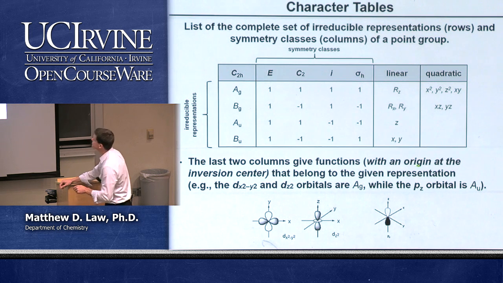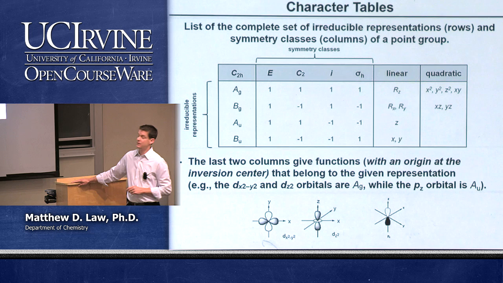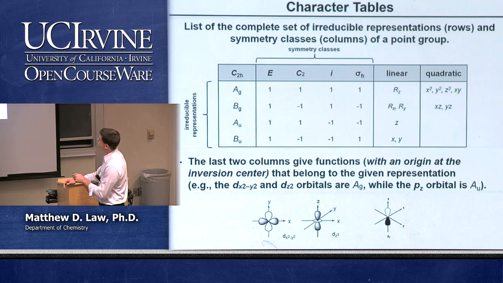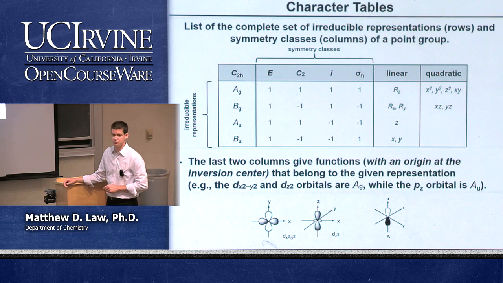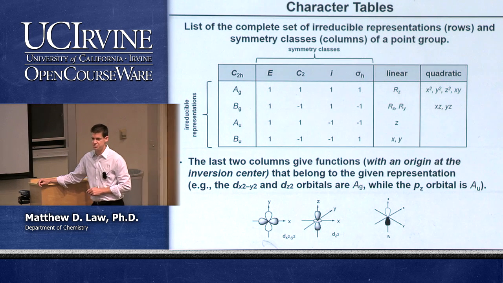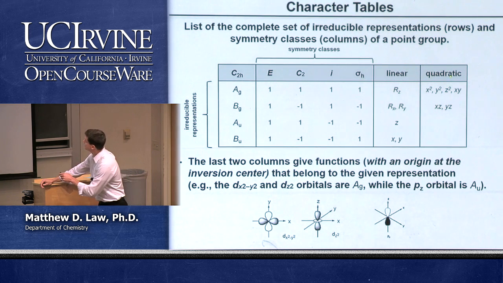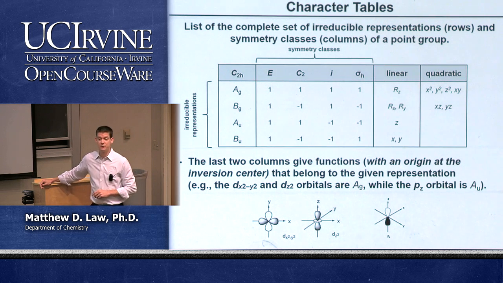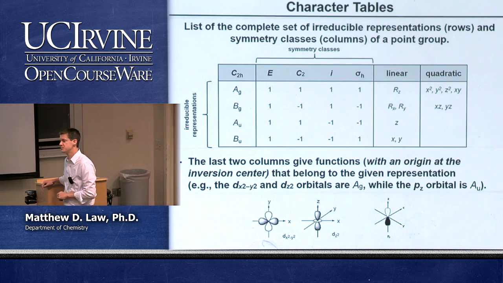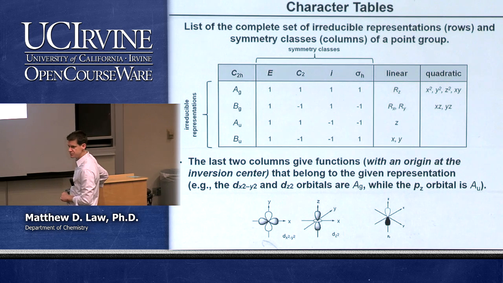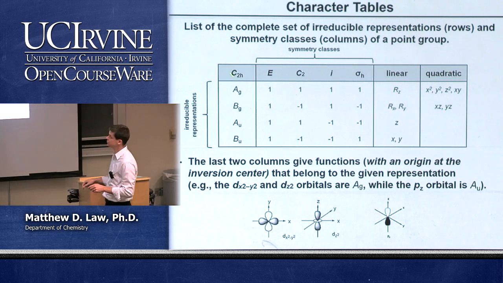Why do we care about these particular functions? It's because these functions here, for example the quadratics, contain the elements of the d orbitals, right? So if you remember d orbitals, you have dxy, dxz, dyz, dx squared minus y squared, dz squared. Those are exactly the same functions that are shown here. This is so that we can tell at a glance what symmetry the individual d orbitals have in this particular point group.